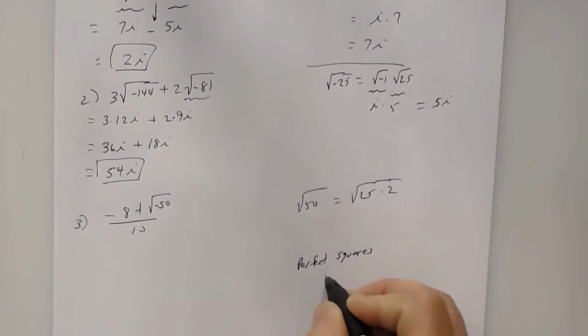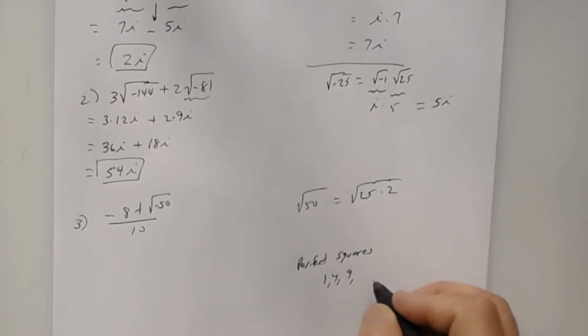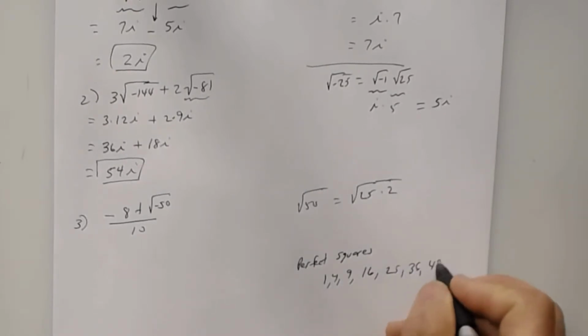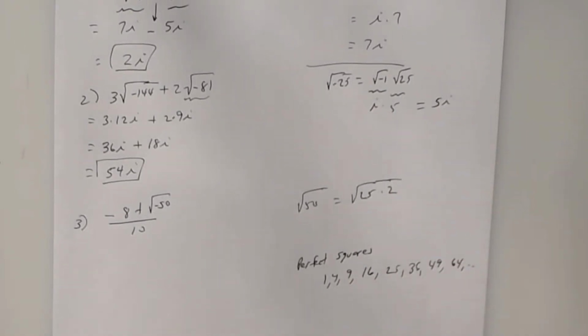Your perfect squares are 1. What's the next one? 4. What's the next one after 4? 5 is not a perfect square. 9. What's the next one after 9? 16. 25. 36. 49. 64, and so on. So remember, these are perfect squares, and we're going to use that idea this week as well.